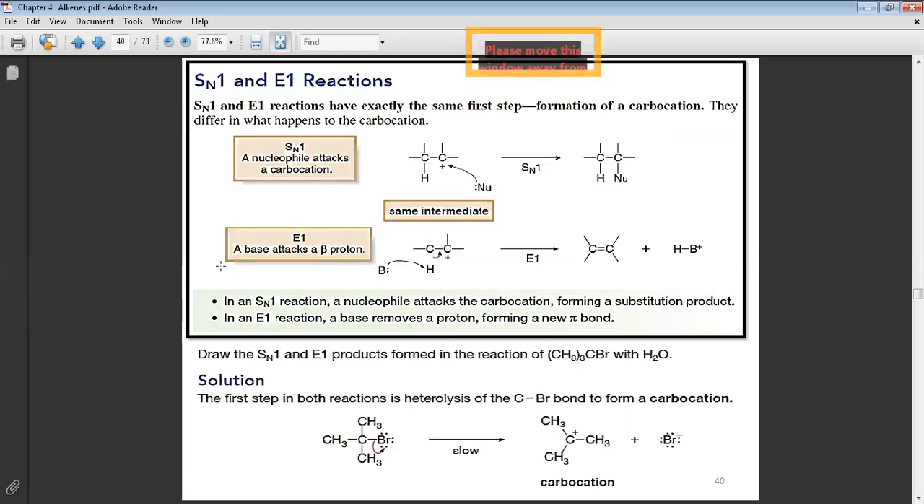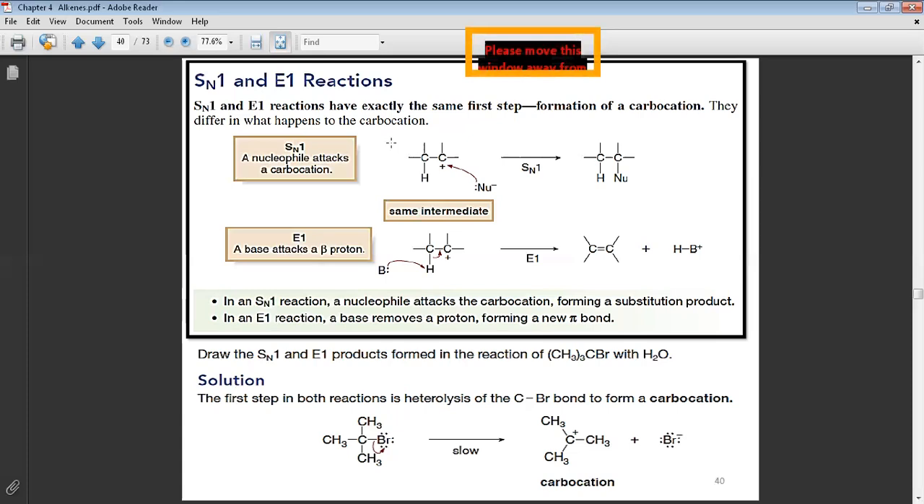Look here, the difference between SN1 and E1 reaction. SN1 and E1 reactions have exactly the same first step: the formation of a carbocation. The carbocation will be formed, the same thing. They differ in what happens to the carbocation. Now what will happen to the carbocation?